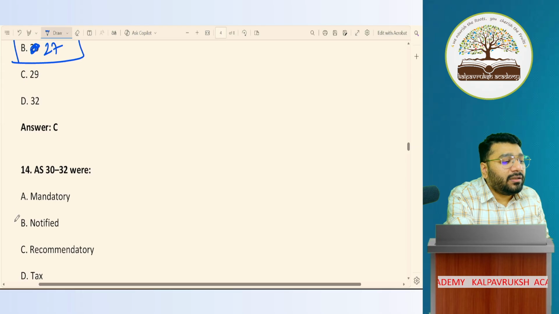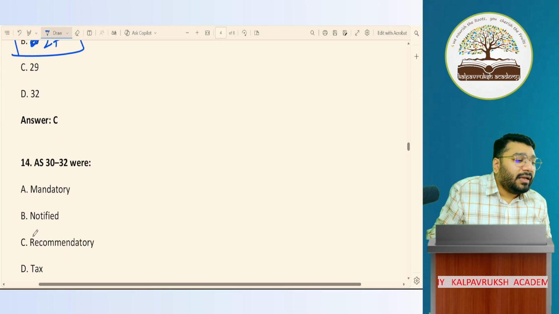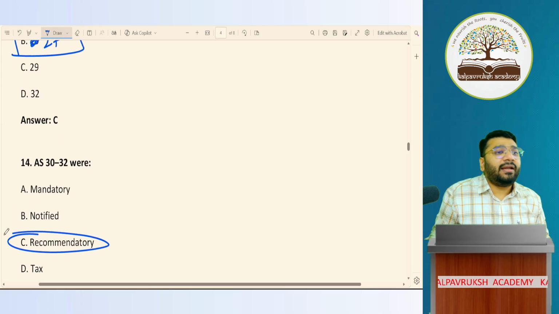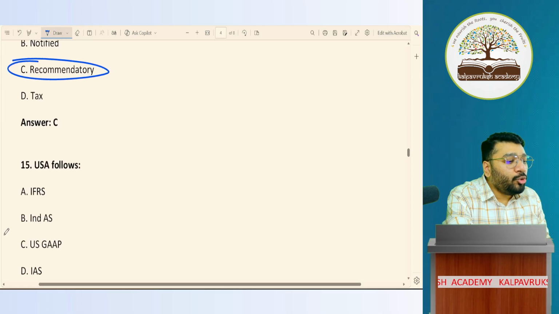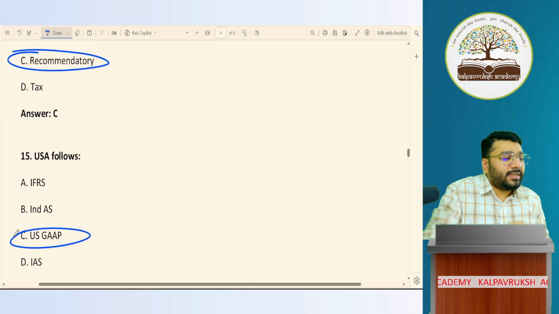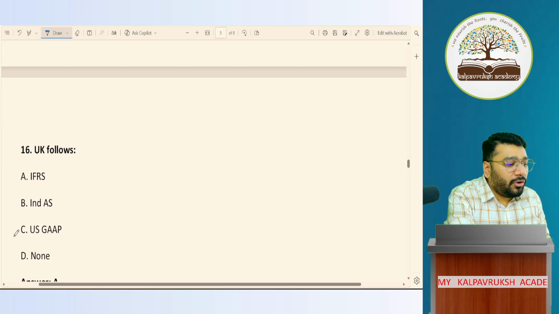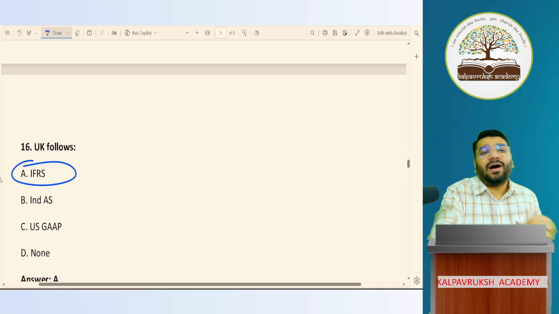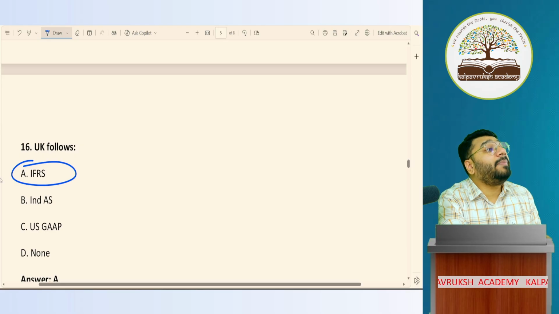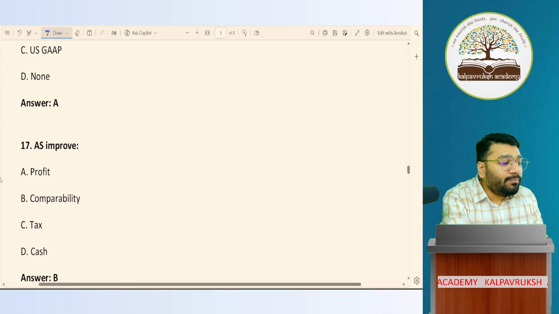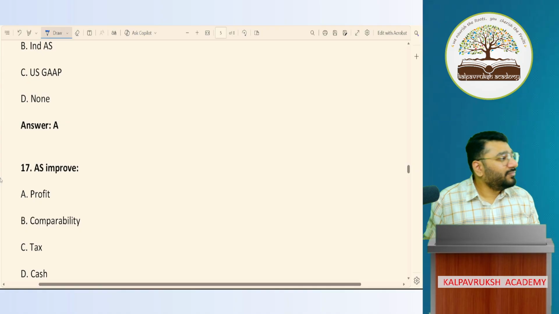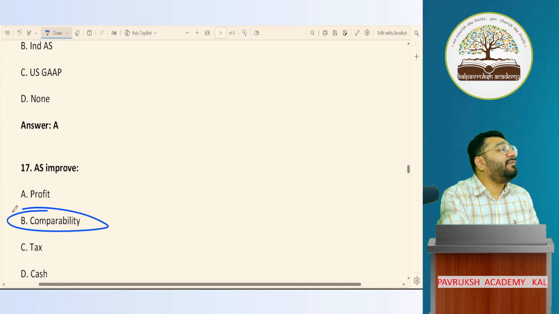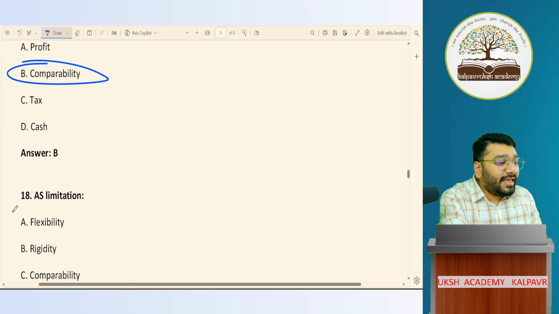AS 30, 31, 32: recommendatory. It was never mandatory. It was only recommendatory. Okay, not okay. USA follows US GAAP. UK and European countries and many more others follow IFRS as it is. Does AS improve profit, tax, cash? No, they improve comparability of the financial statements. Very good.